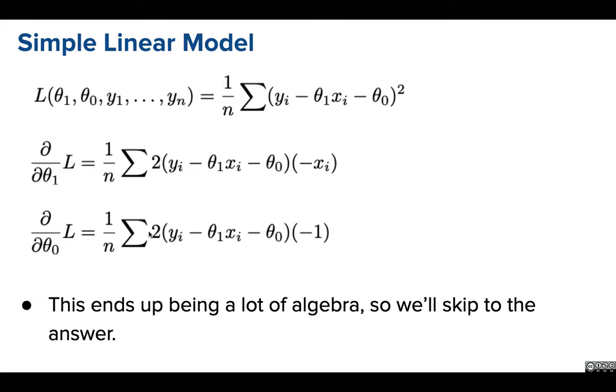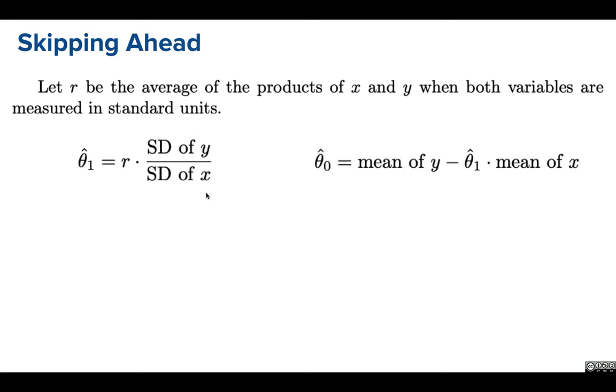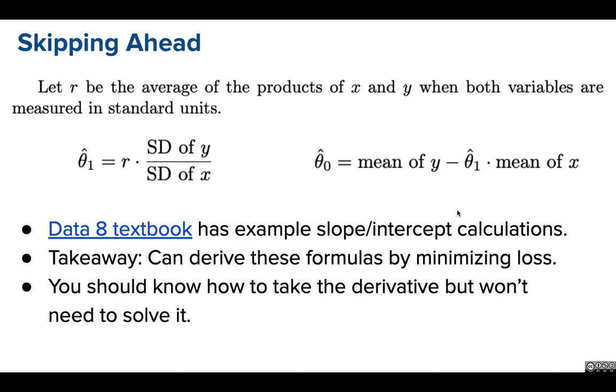Okay, so I'm going to skip to the answer. And the answer is familiar if you're taking Data 8. The answer here is we let this variable r be the average of the products of x and y when both variables are measured in standard units. And then theta hat sub 1 is this formula here. Theta hat sub 0 is this formula over here. Okay, so this is from Data 8. And it turns out that if you work through the math on the previous slide and set everything equal to 0, if you want to practice your algebra skills or practice your loss minimization skills, I suggest you can try it out at home. And what you should get is something that looks like this.